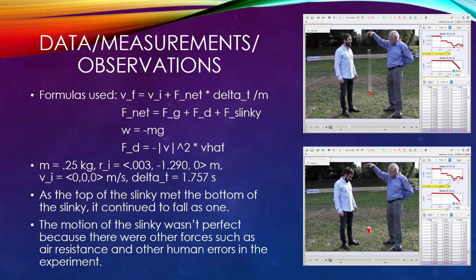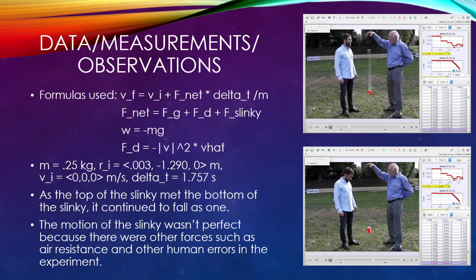And the constants that I had were that the mass is equal to 0.25 kilograms, the initial position was 0.003, negative 1.2900 meters, and the initial velocity is 0, 0, 0 meters per second because initially the person on the right is holding it, and the change in time is 1.757 seconds between when it is in the air and when it hits the ground.